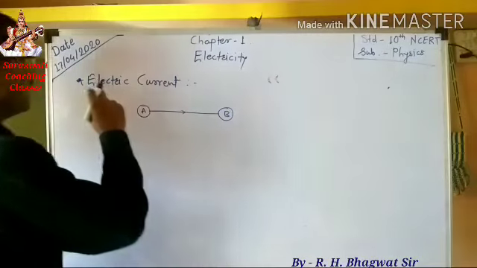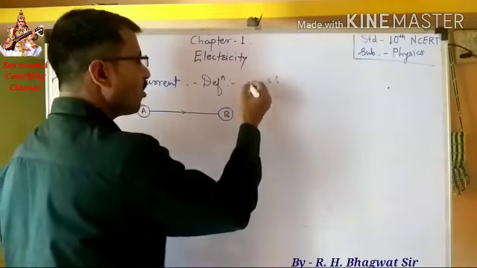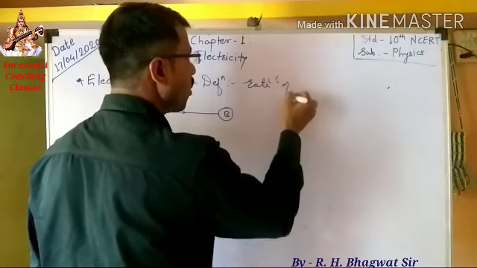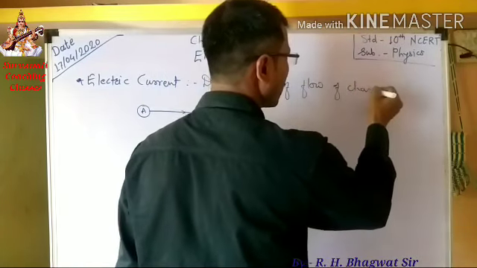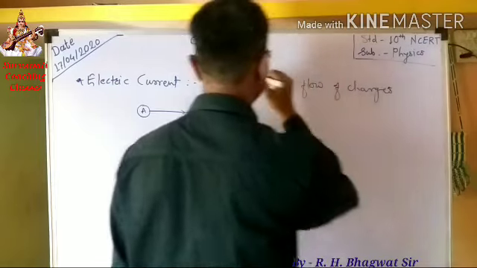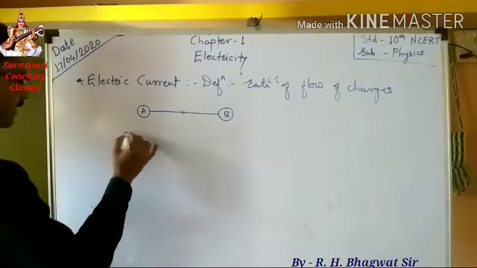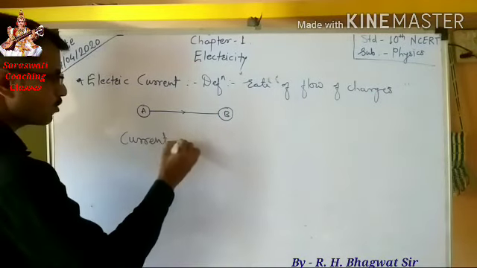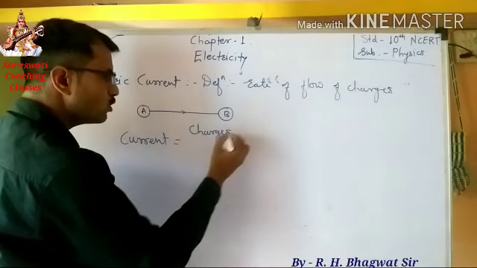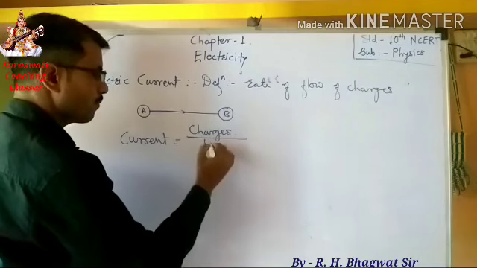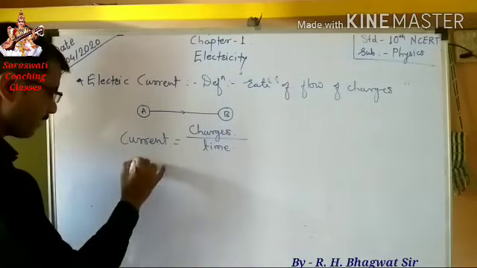Now, the electrical current is defined as the rate of flow of charges through the conductor. Then we can write electrical current as: current is equal to the rate of flow of charges flowing through the conductor per unit time. The SI unit of electric current is ampere.